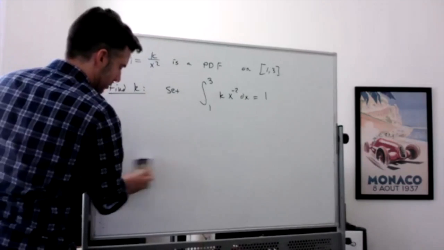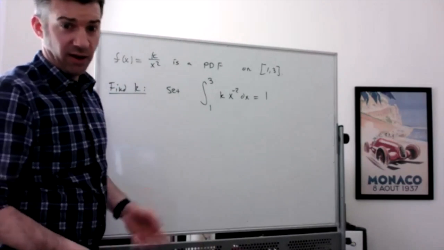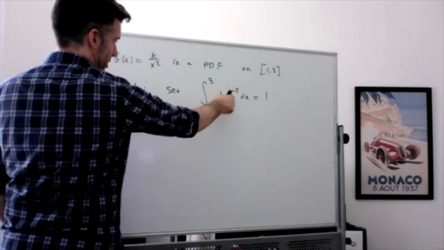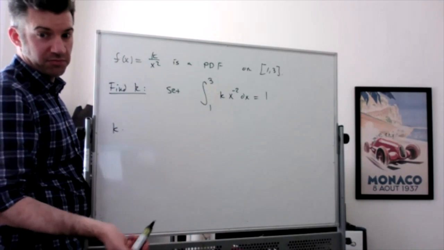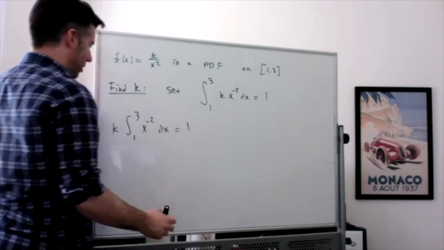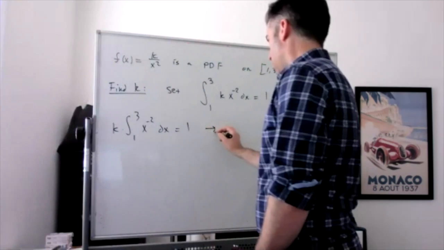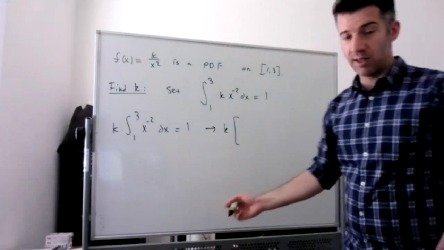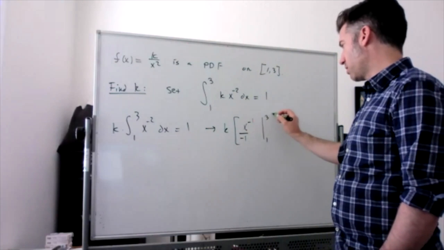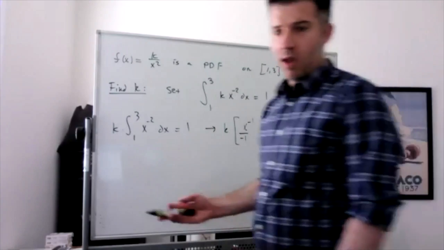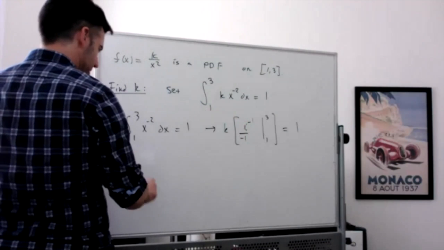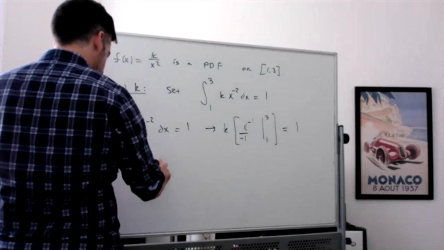Normally, we would do some of the integrating. I don't like integrating in my denominator if I don't have to. So I would write this as k times the integral from 1 to 3 of x to the negative second. We're going to integrate this: k times the integral of x to the negative second, which is x to the negative first over negative 1, from 1 to 3, equal to 1. I usually like to rewrite that as negative 1 over x from 1 to 3.